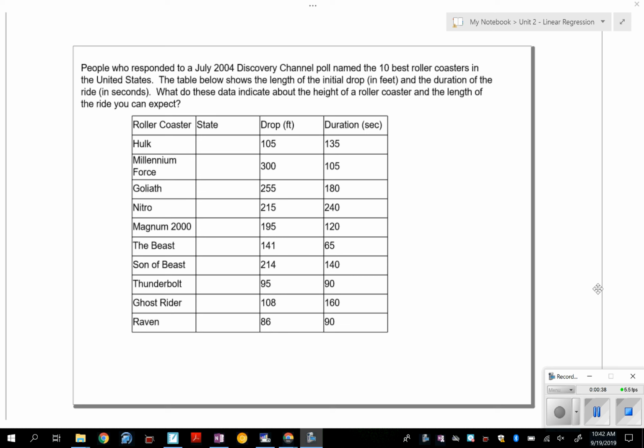I would like to make a scatter plot to see if there is some kind of relationship here. The first thing I ask myself is, which one do you think is the explanatory variable? Do you think that the height of the first drop explains how long the ride lasts, or do you think how long the ride lasts explains the height of the first drop? I agree. I think the height of the first drop, so drop, explains duration. So drop is going to be my explanatory, the x, and my duration will be the y. All right, so I'm going to go to Desmos.